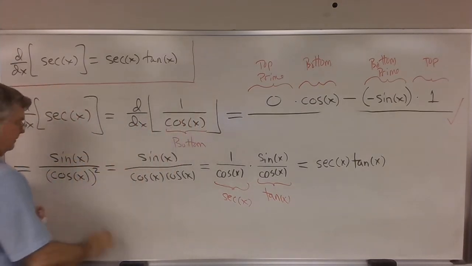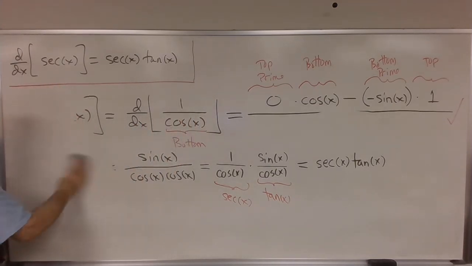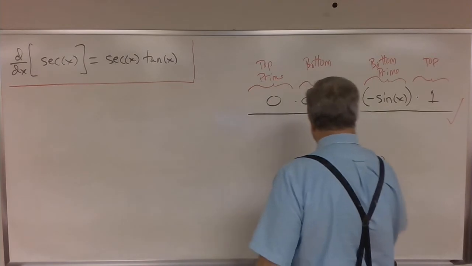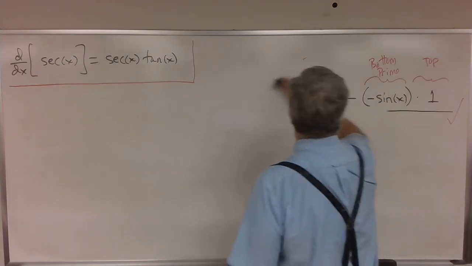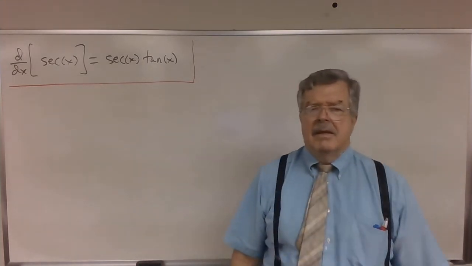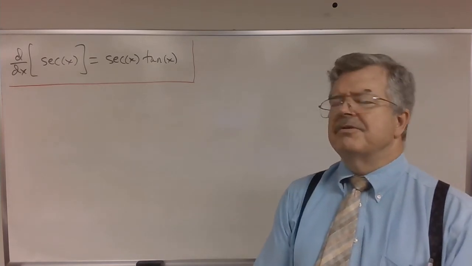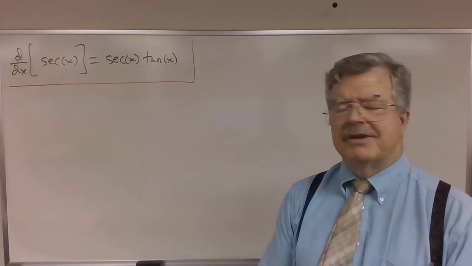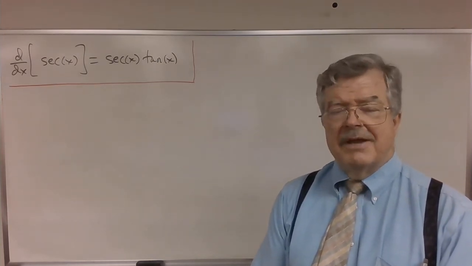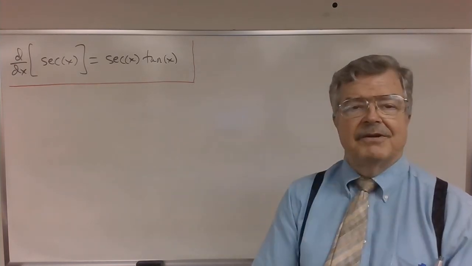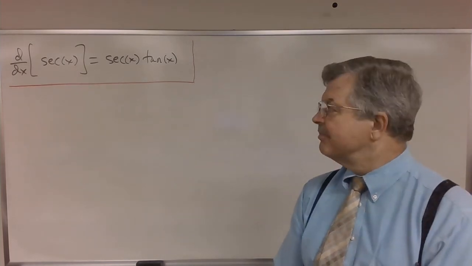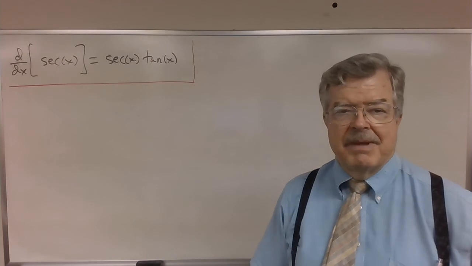This is our result. Now, these are the only two derivatives of the elementary 6 trig functions that we'll do explicitly. We do have to commit the derivatives of all trig functions to memory. We have to do that. This is one of them that we should memorize.